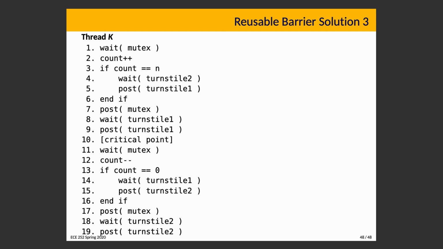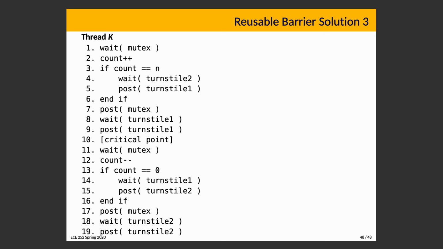We have our critical point. When we are leaving, decrement count. If we are the last one, then we lock the first turnstile, we unlock the second one, otherwise skip the if block, and then post on the mutex, and then wait at the second turnstile and post on the second turnstile. So this is our 2-phase barrier.